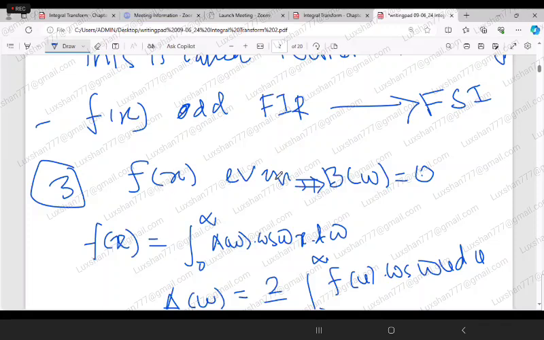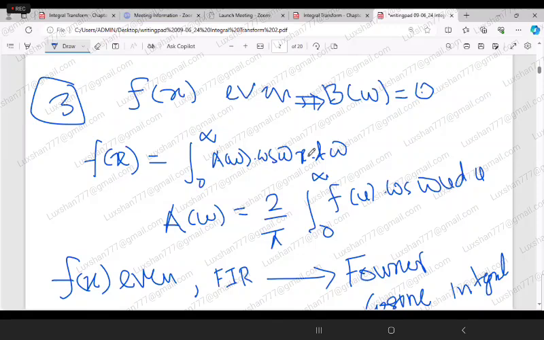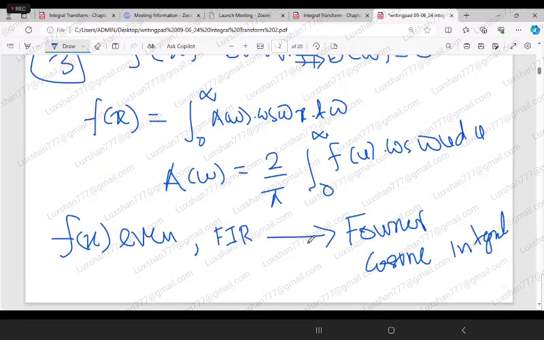Similarly, if f is an even function, then b omega becomes 0. Therefore, in our Fourier integral representation, we have only the cosine component, so we say that it is the Fourier cosine integral. Therefore, if f(x) is an even function, then the Fourier integral representation of the even function will become the Fourier cosine integral.